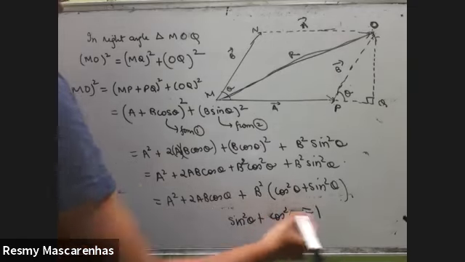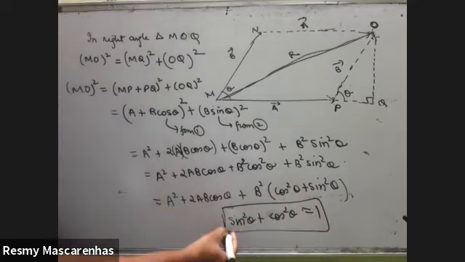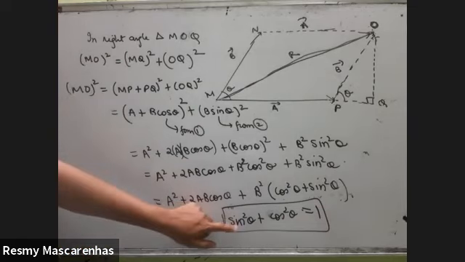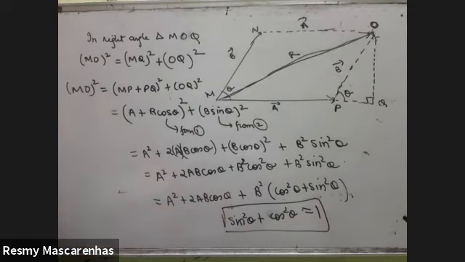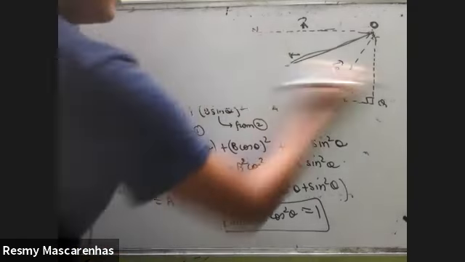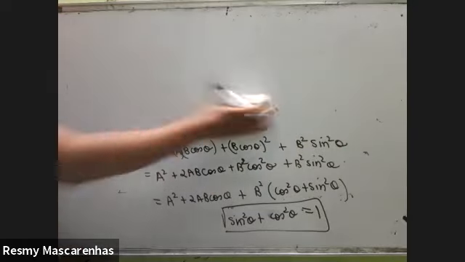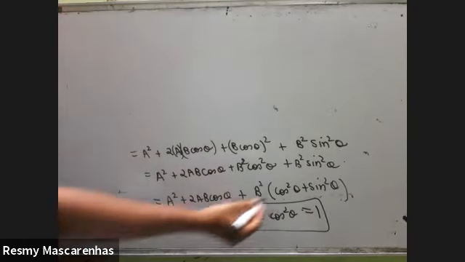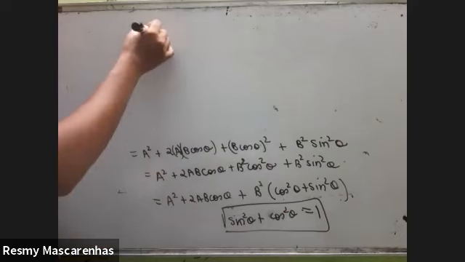So sine square theta plus cos square theta is always equal to 1. Later we will come to know this value. So in 10th we have that. Have you all had it? Okay. So sine square theta plus cos square theta will always be equal to 1. So straight away put that as 1.